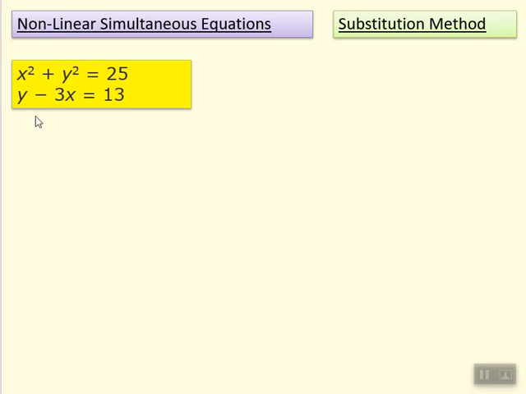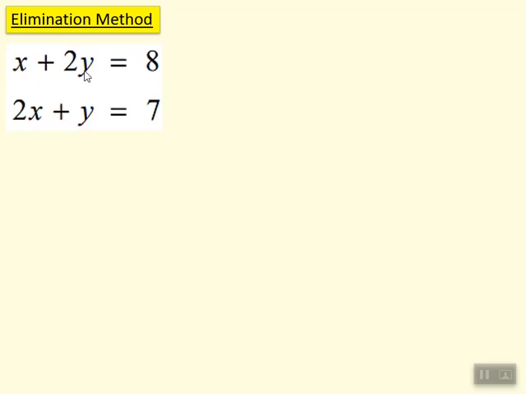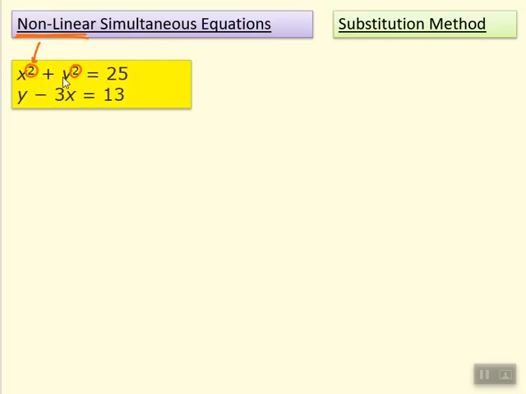Okay, right, now what we're going to do is solve a non-linear simultaneous equation in a moment. The reason it's non-linear, first of all, is you might notice that this equation has got squares in it. And that means it's going to be non-linear. The ones we did last time round, like these ones here, didn't have any squares in. They're called linear equations. But these ones are called non-linear, because they've got squares in.